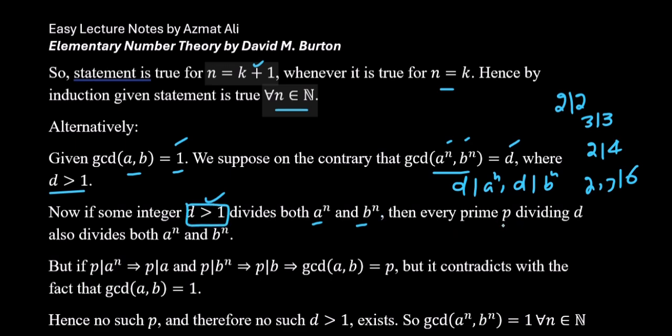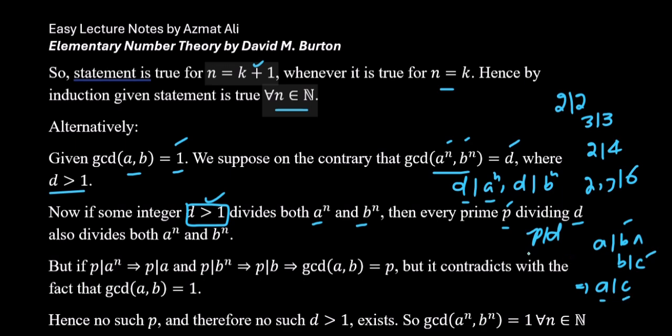So let P be a prime factor that divides D. Now if P divides D and further D divides A raised to power n, then by using the transitive property, which says if A divides B and B divides C, this implies A divides C. In other words, if the first number divides the second number and the second divides the third, then the first number must divide the third number.